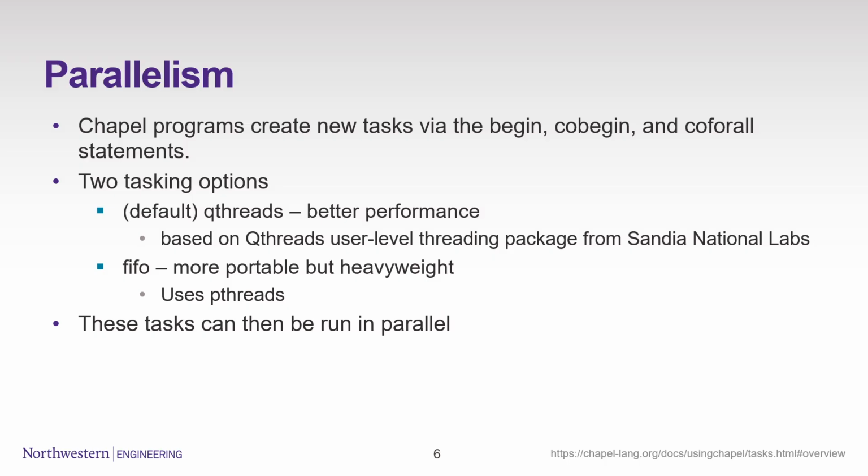In terms of parallelism, Chapel programs create new tasks via the begin, cobegin, and coforall statements. Tasks are what Chapel uses to run in parallel by assigning them to cores or threads on the system. There are two tasking options, with the default being qthreads, based on a user-level threading package from Sandia National Labs, or FIFO, first in first out, which is more portable but heavyweight, which uses pthreads.